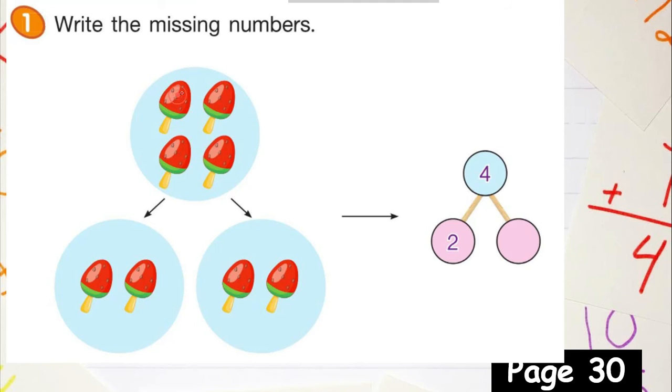Okay, so we have here 1, 2, 3, 4. So here you write it here. Okay, there you go. Number 4 here. And then next we have here 1, 2. So you write it there. And we have here 1, 2. So you write it there. So the answer is 2. So if you add 2 plus 2 is 4. If you add 2 and 2, you'll get 4.